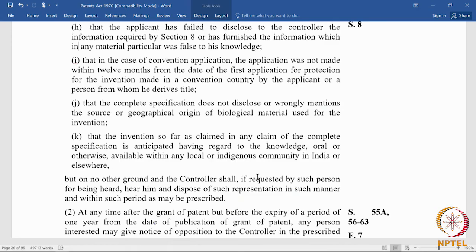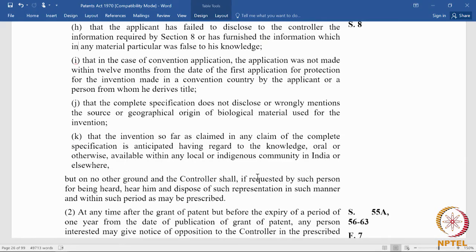So, all the grounds where something is an attack on a claim, like a lack of novelty attack or a lack of inventive step attack, you will see those grounds begin with the language, the invention so far as claimed in any claim of a complete specification. So, that is an attack on the claim. Whereas, if you see J, the complete specification does not disclose, it is an attack on the descriptive part of the complete specification.